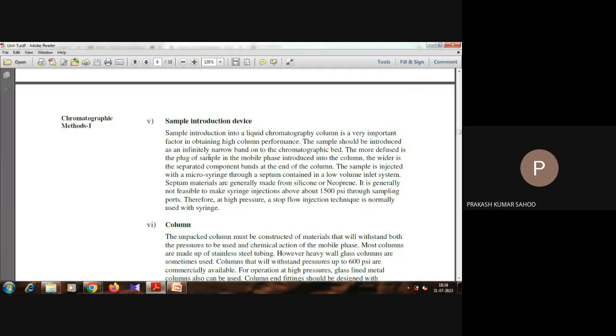Then a sample introduction device. This device is a very important factor in obtaining high column performance. The sample should be introduced as an infinitely narrow band on the chromatographic bed. The more diffuse the plug of sample in the mobile phase introduced into the column, the wider is the separated column band at the end of the column. The sample is injected with a micro syringe through a septum contained in a low volume inlet system. Septum material is generally made up of silicone or neoprene. It is generally not feasible to make syringe injection above 50 psi through sampling ports. Therefore, at high pressure, a stop flow injection technique is normally used with the syringe.